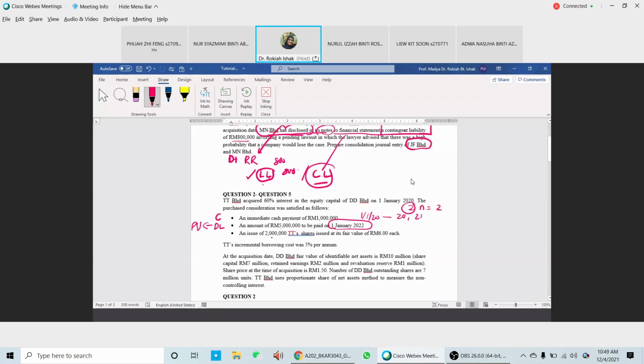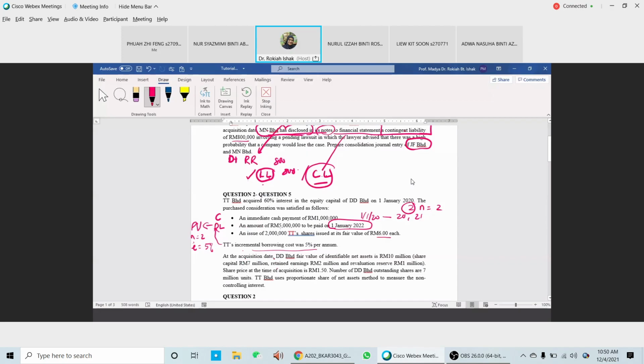And then an issue of 2 million TT shares at a fair value of 6 ringgit. The TT incremental cost of borrowing is 5%. We use the 5% to calculate the PV here. So the N will be 2 and the I will be 5%. You can use a table or calculate it using a calculator. This is the information for the deferred liability.